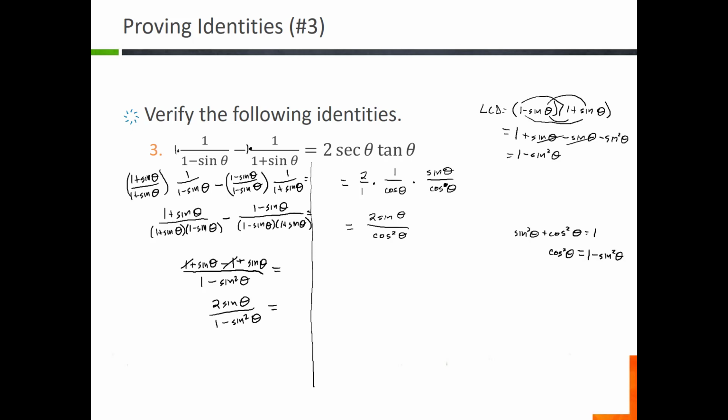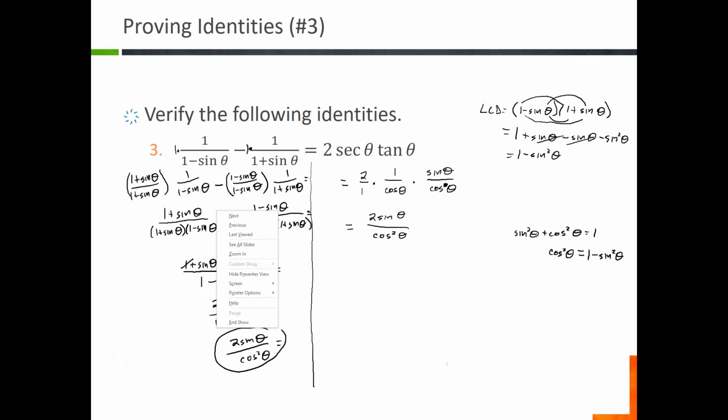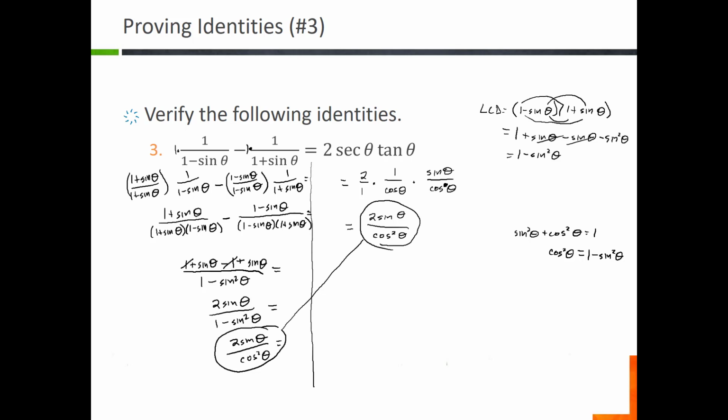So let's write it out instead of leaving it where we're at. On the left side, we have 2 sine theta over, and this 1 minus sine squared I'm going to rewrite as cosine squared. Now if I compare the left side, I have 2 sine theta over cosine squared theta, and on the right side, I have 2 sine theta over cosine squared theta. Those two things are equal, and so we have just verified the identity.